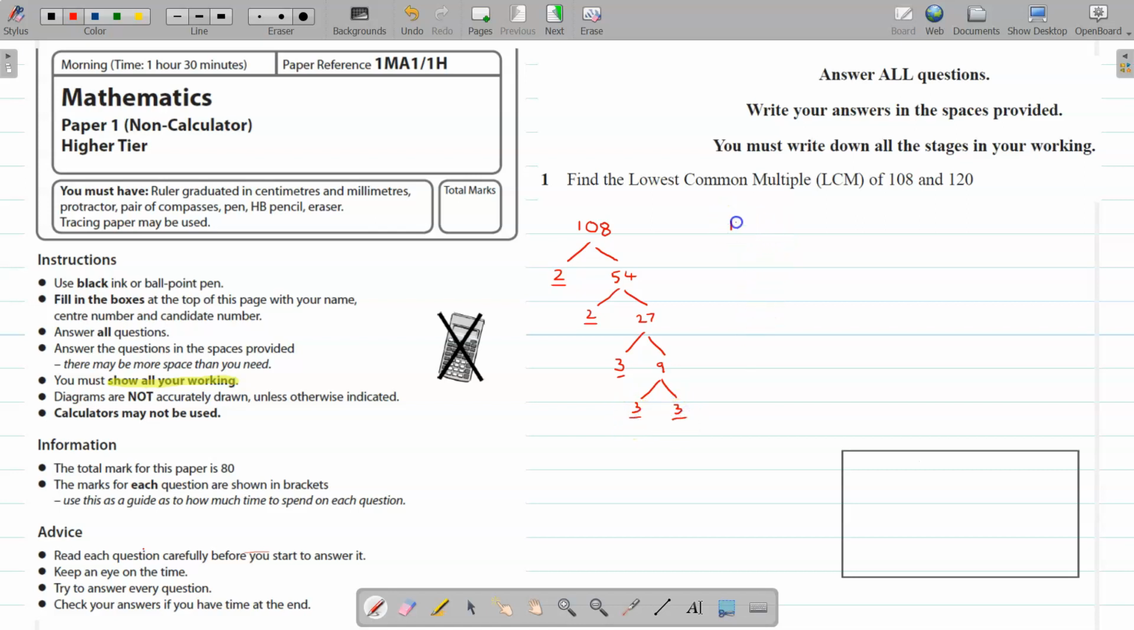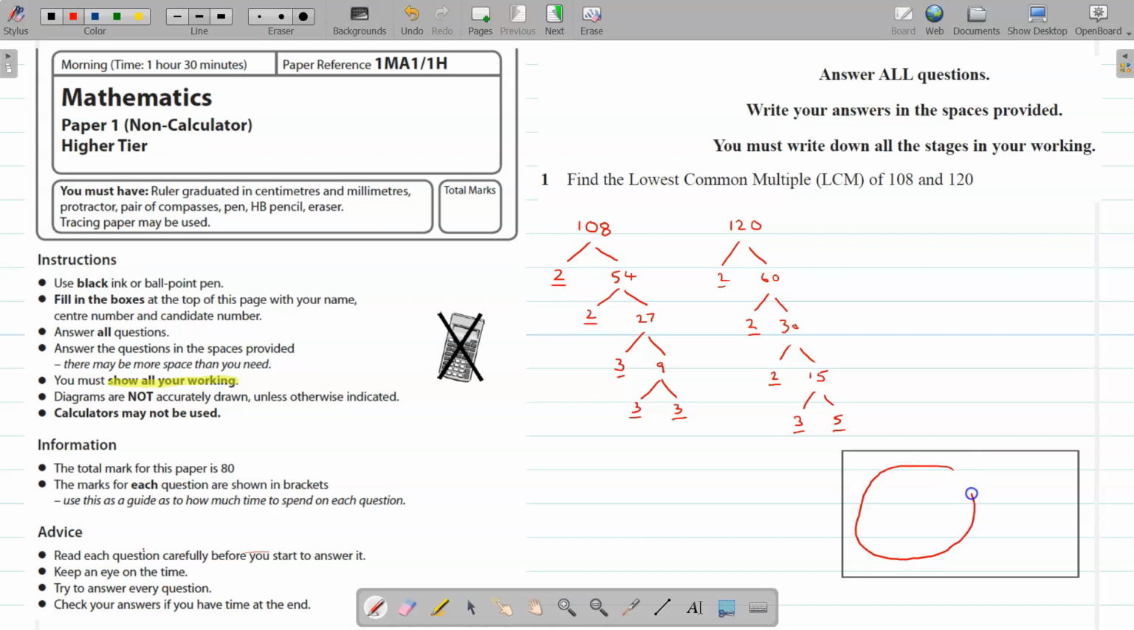And we do the same for 120. Okay, and that gives us 2 and 60, and 30 and 2. And then we go to 15 and 2. And finally, we end up with 3 and 5. Okay, and we now put them into a Venn diagram in this way.